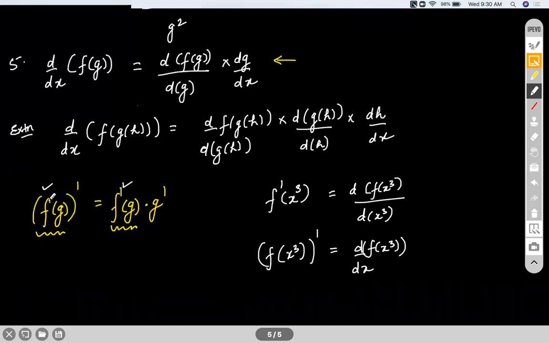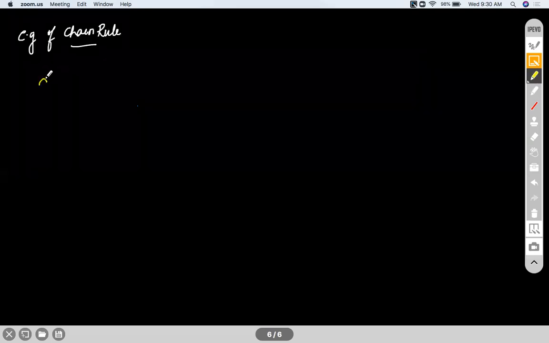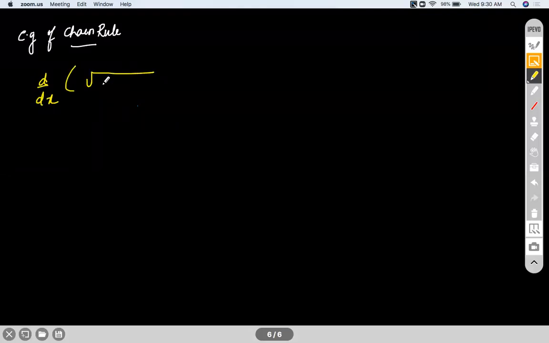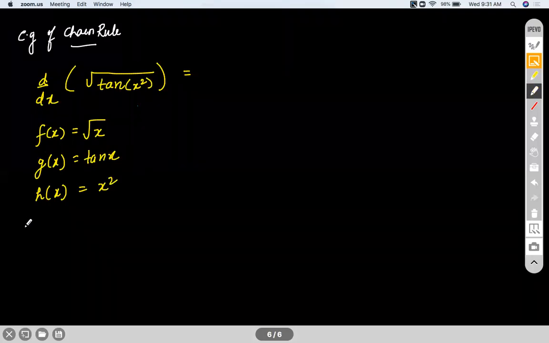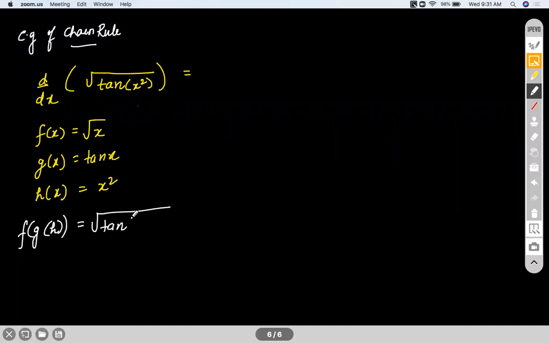So I think product rule, quotient rule, you are well aware of. Chain rule, in case you have forgotten, we can take a few examples of chain rule. Let's say I ask you to find the derivative of under root of tan x square with respect to x. Here there are three functions which are being composed to form this function. One is root x, other is tan x, and the third one is x square. So f of g of h of x is your given function, root of tan of x square.